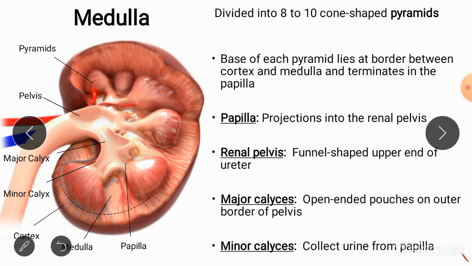As I mentioned before, the pelvis is divided like a stag's horns, and the larger divisions are the major calyces, which further divide into minor calyces. So the urine which is formed in the medulla is secreted into the minor calyces by papillae, and from the minor calyces it moves into the major calyces, and from there to the pelvis, and ultimately into the ureters.